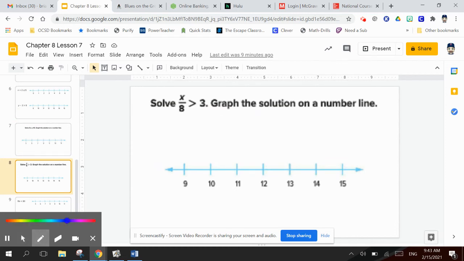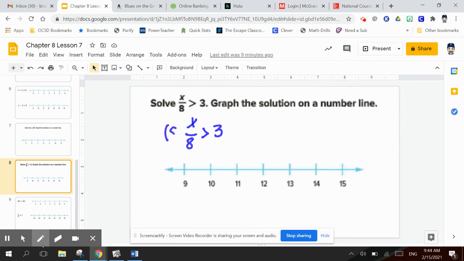If I have a division inequality, such as solve x divided by 8 is greater than 3, I again have to do the opposite, which is now instead of dividing is to multiply. So I have x divided by 8 is greater than 3. So I want to multiply to get x by itself. I have to multiply by the denominator, which is 8 over 1. I do the same thing over here. I multiply by 8 over 1.